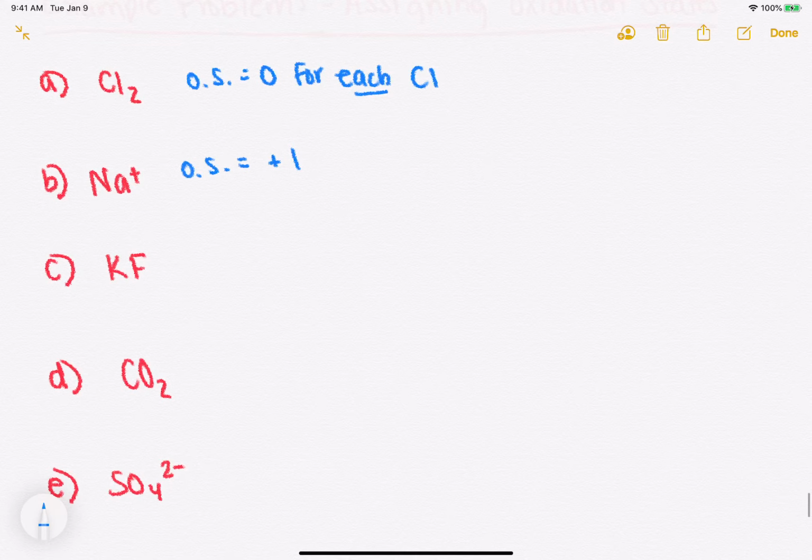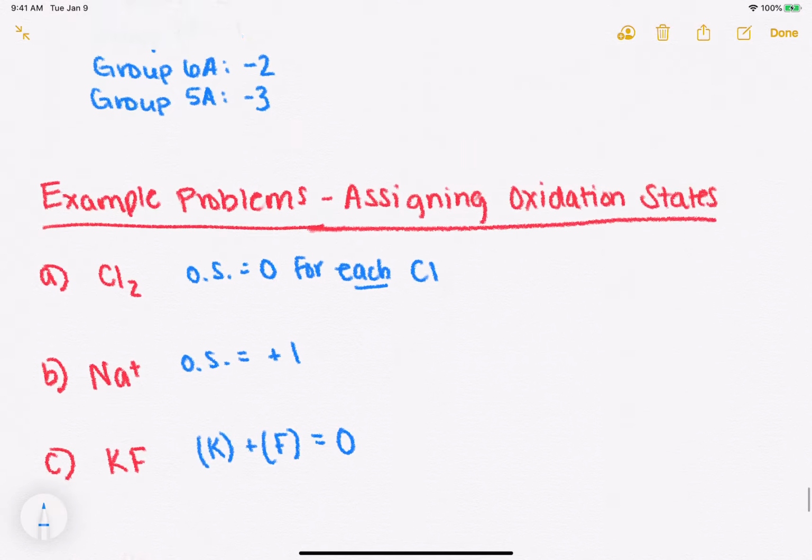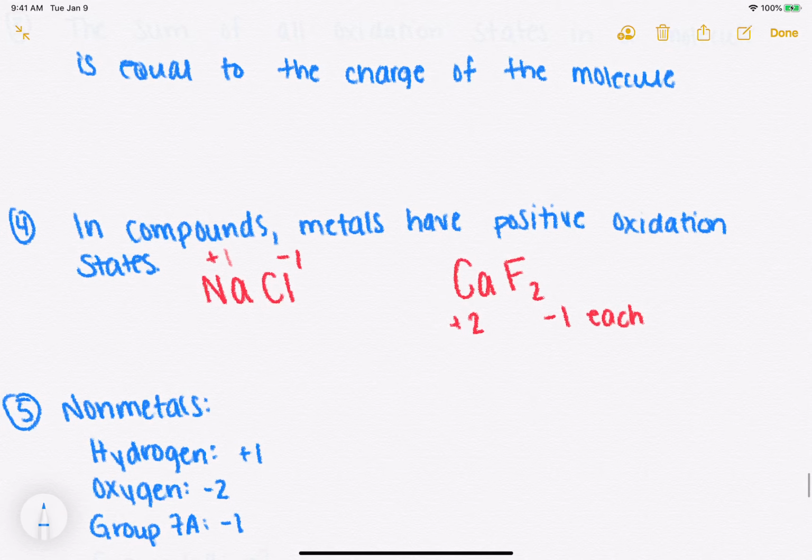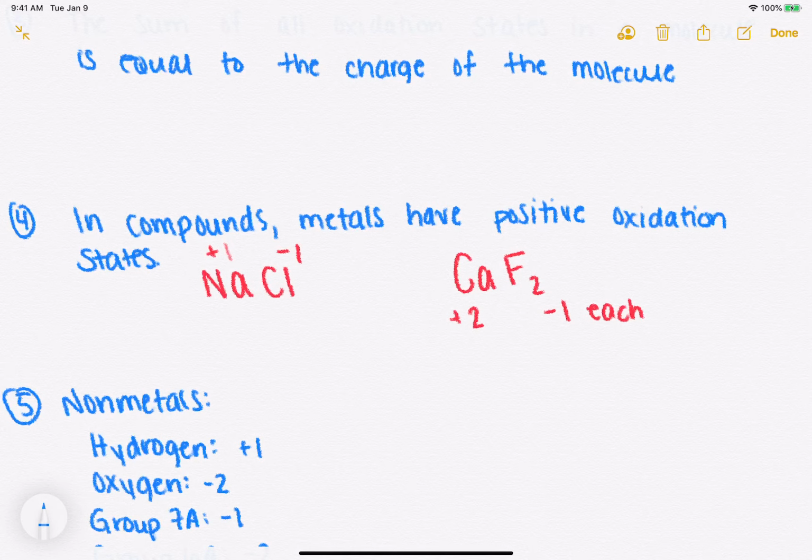So the charge, or the oxidation state of K, so I'm just going to abbreviate that as K, plus the oxidation state of F is going to equal 0, because that's rule number 3. It has to equal the charge on the overall molecule. This is a neutral molecule, so the sum of the oxidation states has to equal 0. But we still don't know each atom, so we have to figure that out.